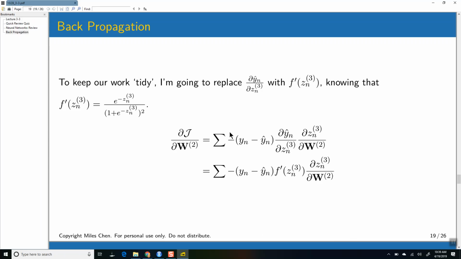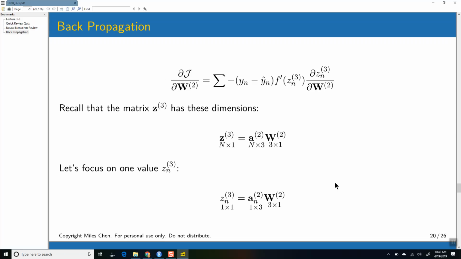So we left off here, and we've got the gradient of J with respect to W2 is this, okay? We've got negative of the difference between our actual value and the fitted value, and f prime of zn3, and then we've got the derivative of zn3 with respect to our weight matrix W2, okay? All right, and so this is where things start to get a tiny bit messy, okay?